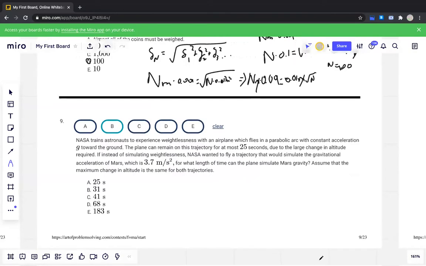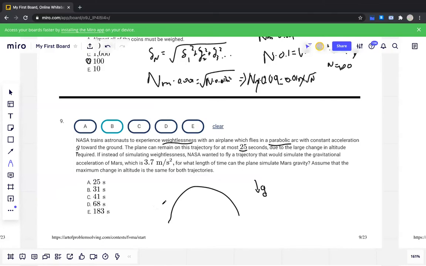For problem 9, we have NASA training astronauts to experience weightlessness with an airplane that flies in a parabolic arc with constant acceleration g towards the ground. So we have some plane is flying in a parabolic arc, and there is some acceleration g to the ground. And we want the astronauts to experience weightlessness. And we know that the plane is going to be on this trajectory for 25 seconds.